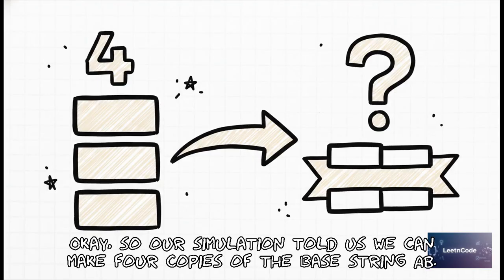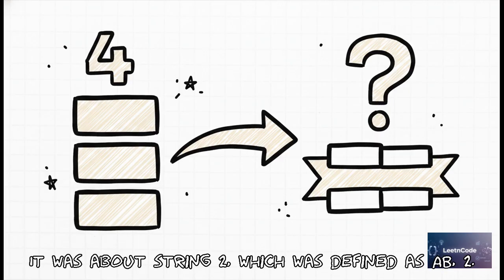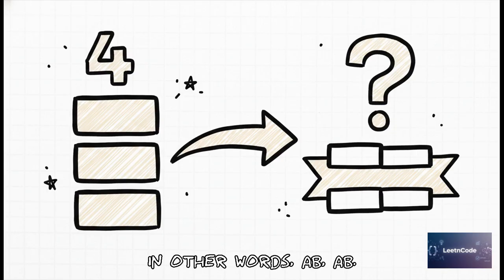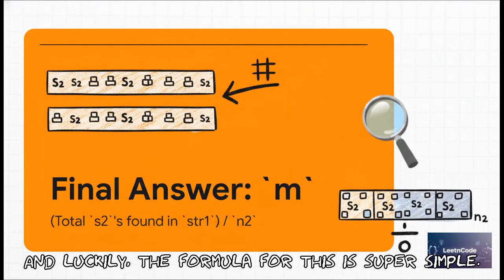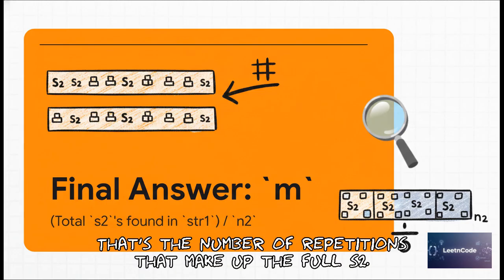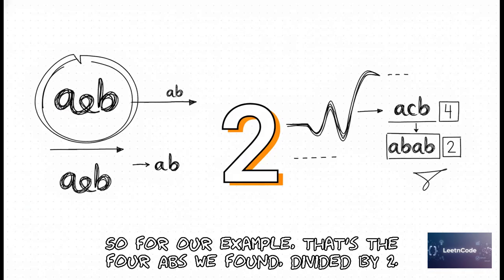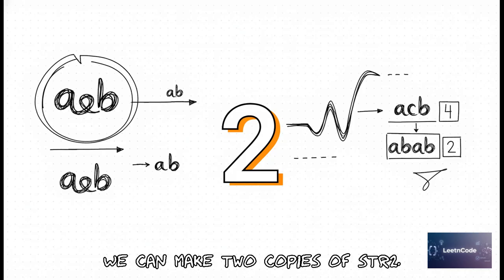Okay, so our simulation told us we can make 4 copies of the base string AB. But remember, the original question wasn't about AB, it was about str2, which was defined as AB, 2. In other words, AB, AB, so we need to figure out how many of those we can make. And luckily, the formula for this is super simple. You just take the total number of S2s we found, and you divide it by N2. That's the number of repetitions that make up the full S2. So for our example, that's the 4 ABs we found divided by 2, which gives us 2. That's the answer. We can make 2 copies of str2.